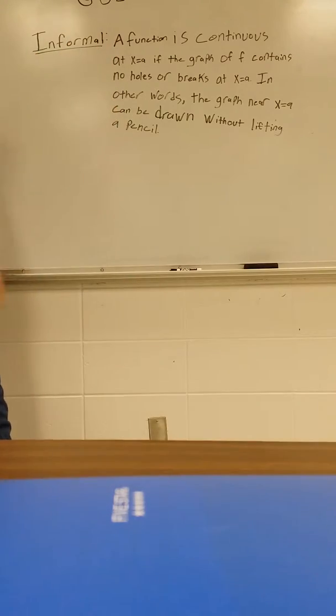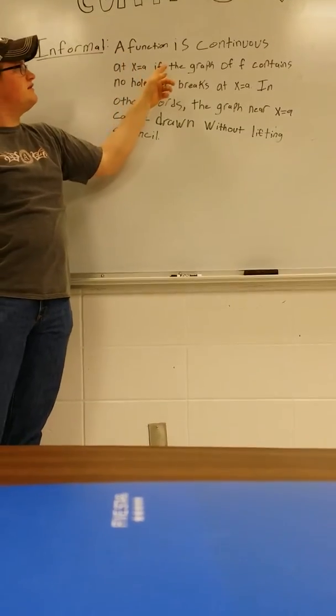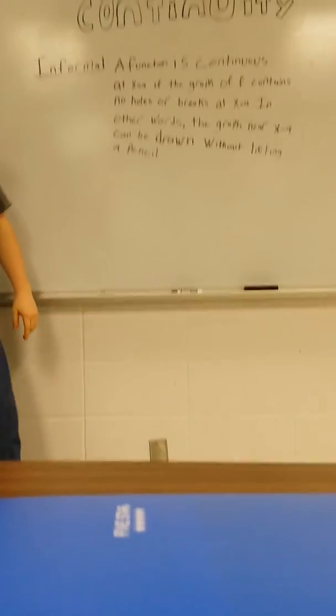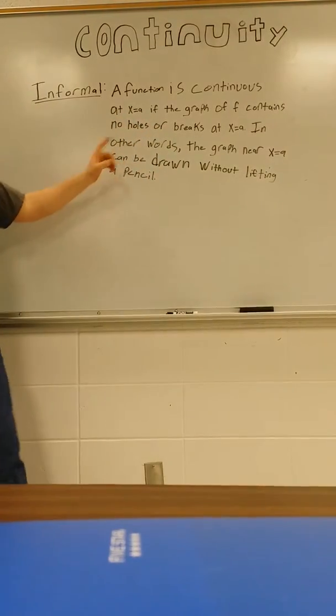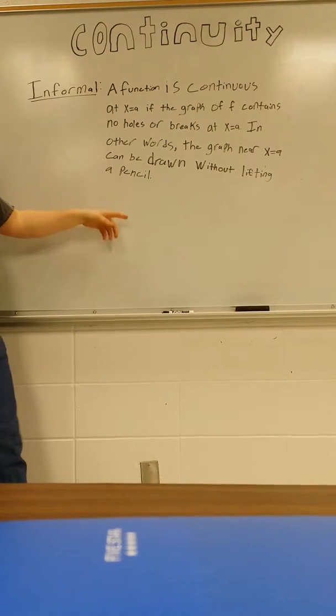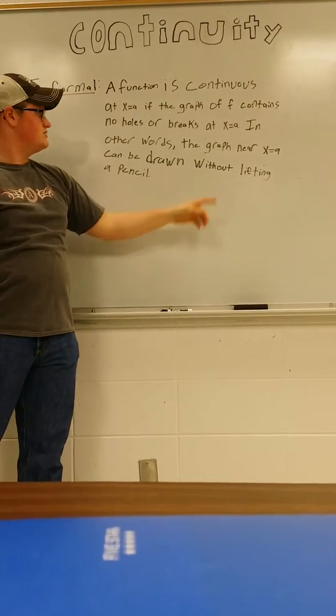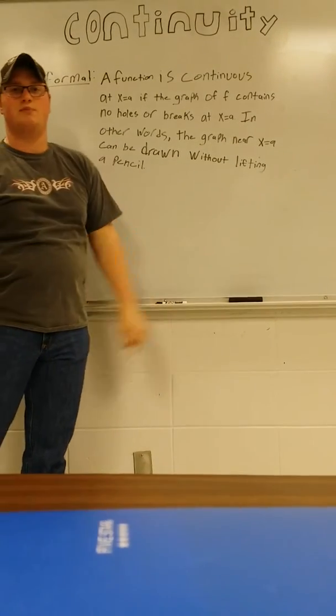Anyways, today we're going to talk about continuity. The informal definition of continuity is a function that is continuous at x equals a if the graph of f contains no holes or breaks at x equals a. In other words, the graph near x equals a can be drawn without lifting your pencil off the paper.